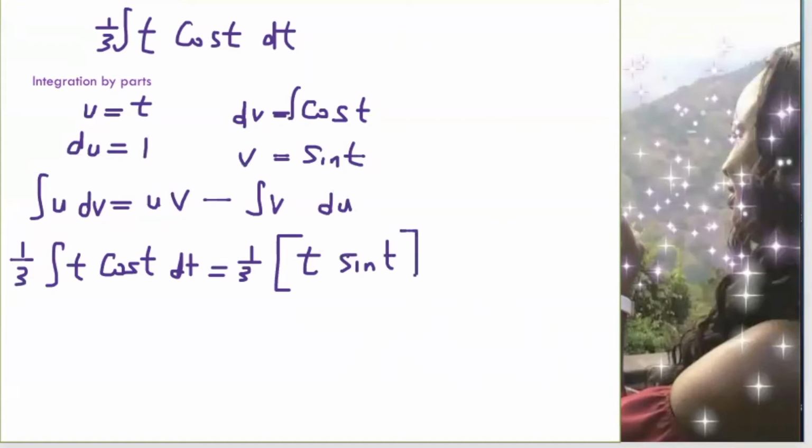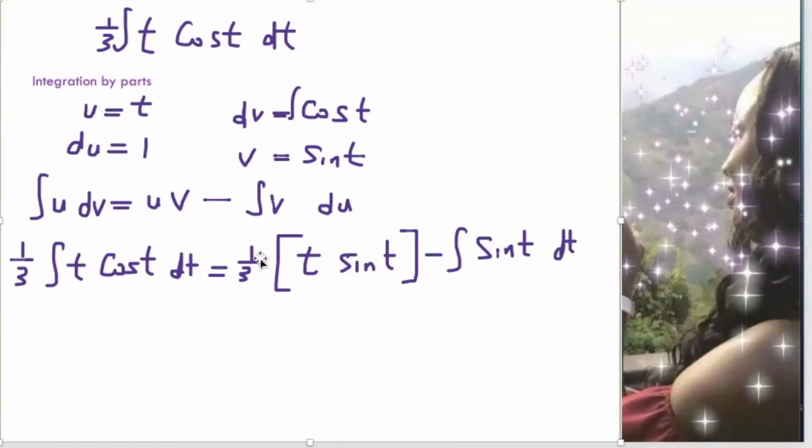minus, then I have the integral. What is my v? My v is sine t, and du is 1. Then I'm integrating with respect to t. Now 1 times sine t is just sine t, so I don't have to write the 1. I could just have the integral of sine t dt.